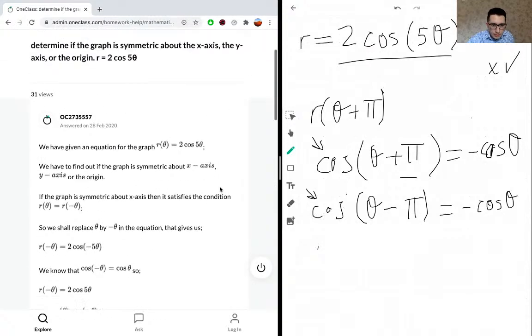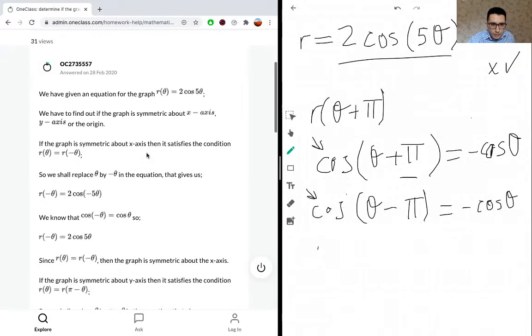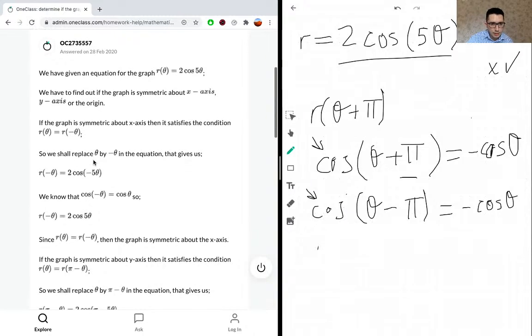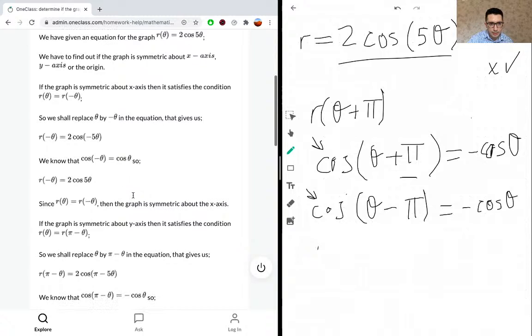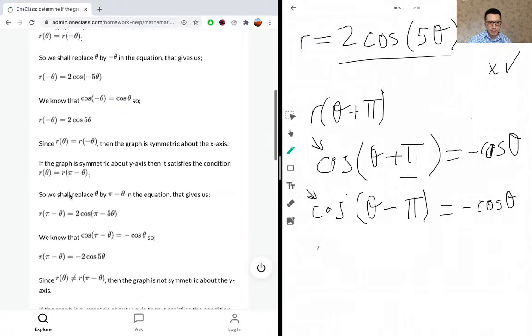So just looking at this solution a little more thoroughly. The x-axis satisfies the condition, so it's correct. They test for this condition. Here they ignored the 5 and the 2. You only really care about the cos of negative theta giving cos theta. So you know that r of theta equals r of negative theta, and you have x-axis symmetry.